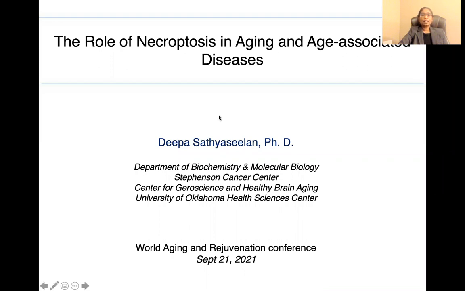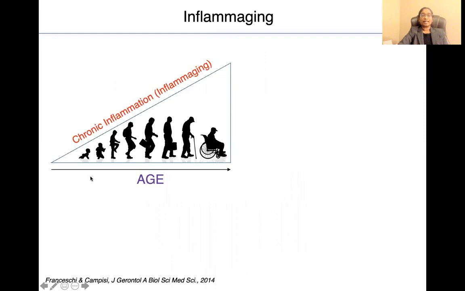Today, I'll be talking about the role of necroptosis in aging and age-associated diseases. Aging is characterized by an increase in chronic inflammation, which is also known as inflammaging. In inflammaging, there will be increased levels of pro-inflammatory cytokines, in particular TNF-alpha, IL-6, and IL-1 beta in circulation.